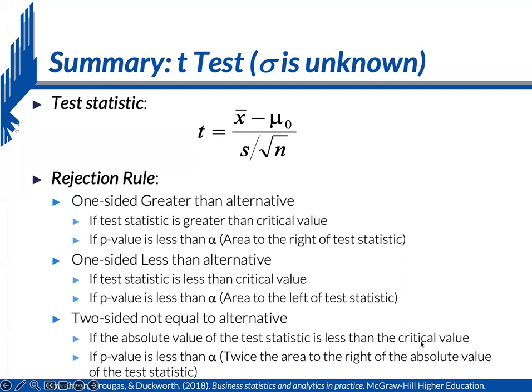For a two-sided not equal to alternative, we have two critical values and therefore we have two rejection areas. So if the test statistic falls in any of the two rejection areas, then we can reject the null hypothesis. Or using the p-value method, we get the area to the right of the positive critical value, multiply that by 2, and that is the p-value. And if that is less than alpha, then we can reject the null hypothesis. So again, this is the summary for how to perform a t-test for the population mean if this is the appropriate test to be performed.